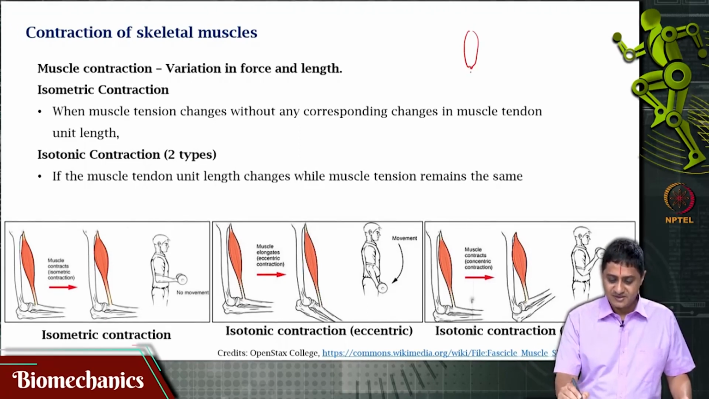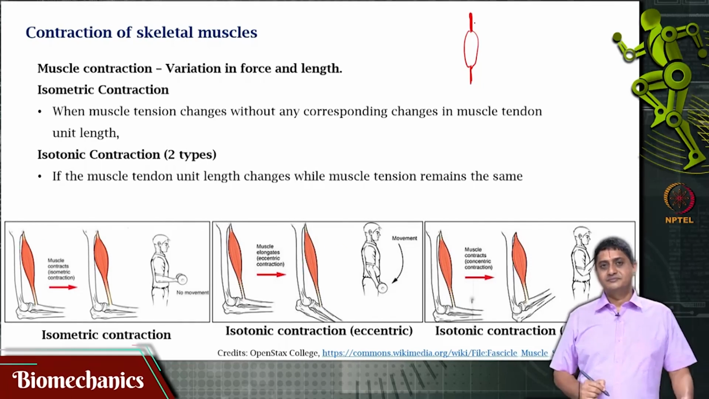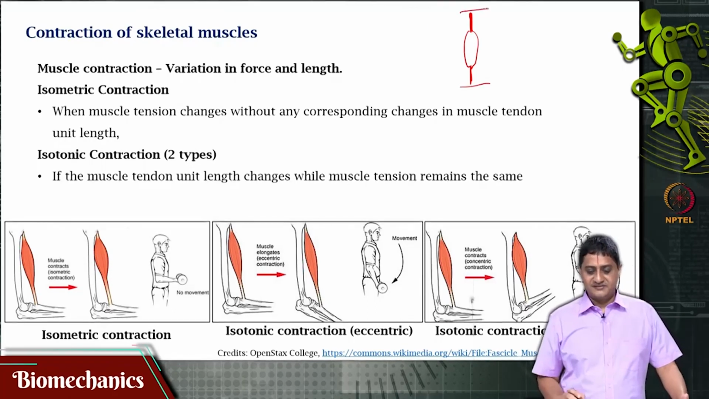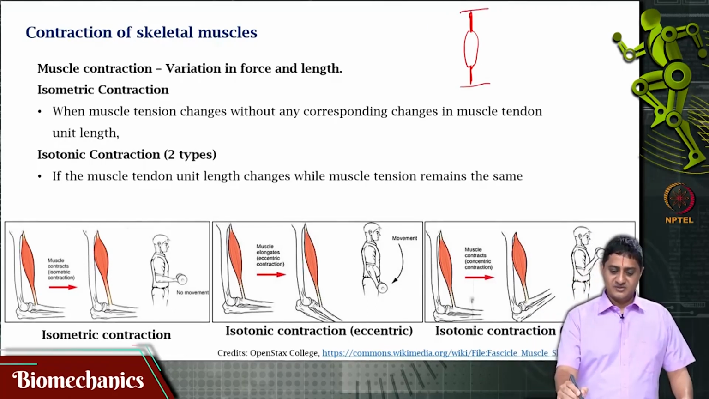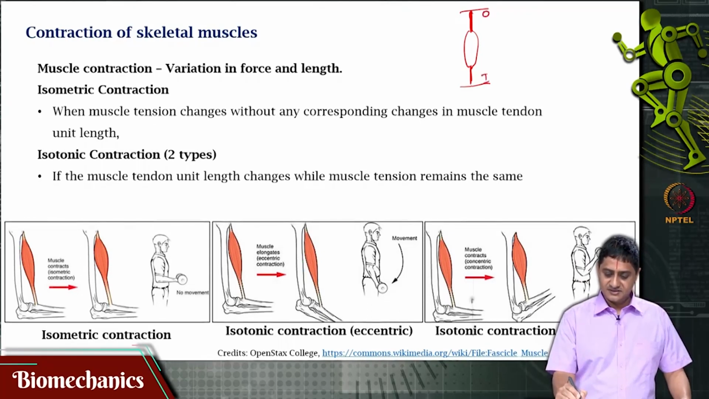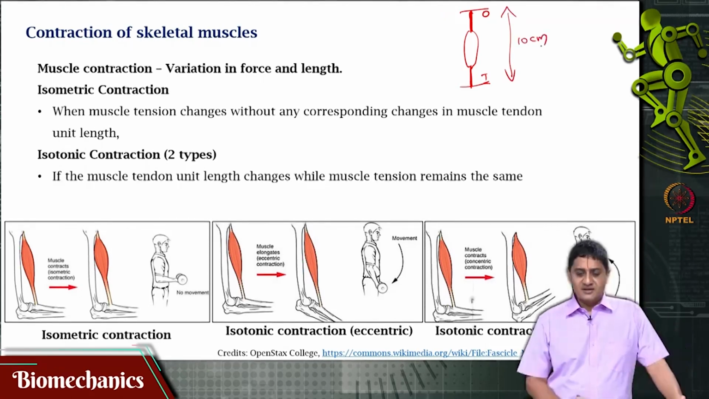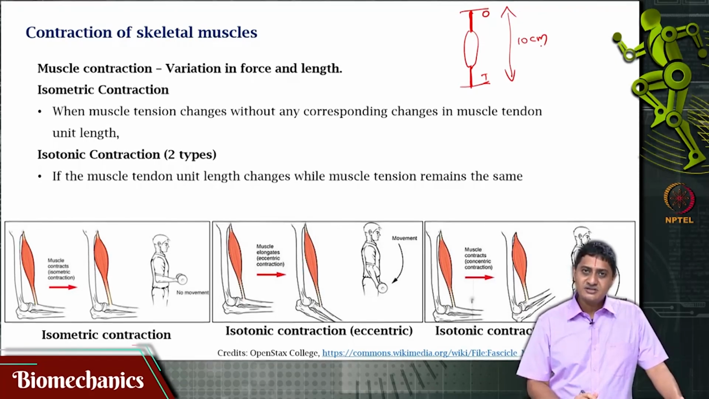This contracts, and then there is a tendon here and there is a tendon here. Now suppose there is a bone that is there. There are two bones to which this is attached. Let us call this the origin, let us call this the insertion. Let us assume that it is having some length, say 10 centimeters. If the muscle contracts, but the distance between the bones themselves does not change, what could change?